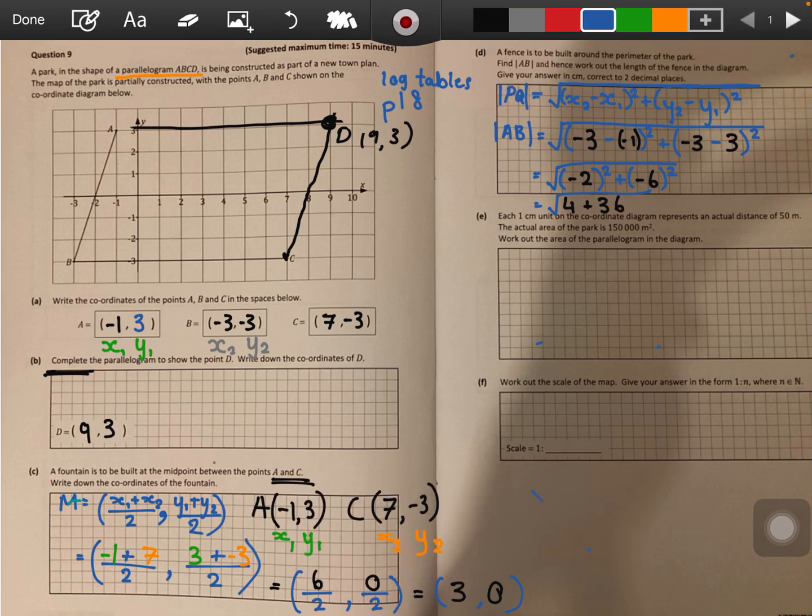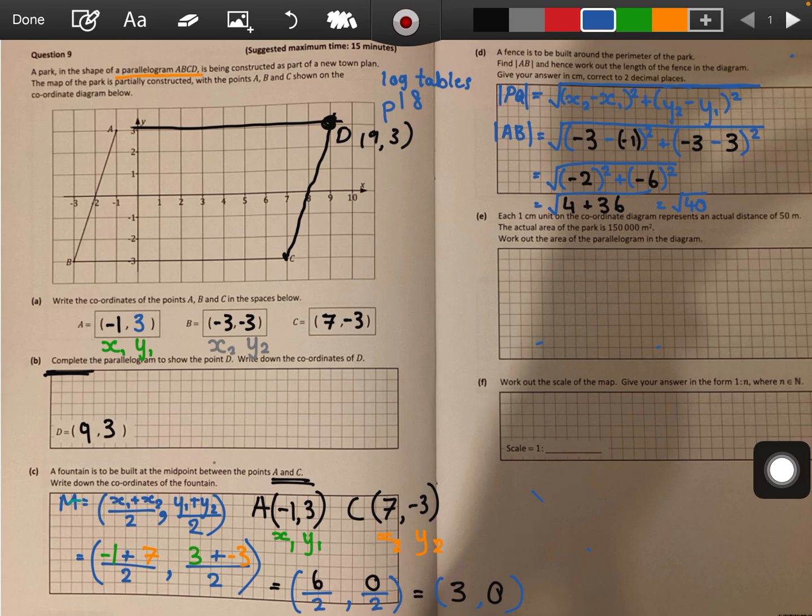So I'll get the square root of 40. Okay, and it does say correct to 2 decimal places. Don't round it right yet, okay? Just leave it as the square root of 40. Once you get to the end part, so once you get the full perimeter, then round it.